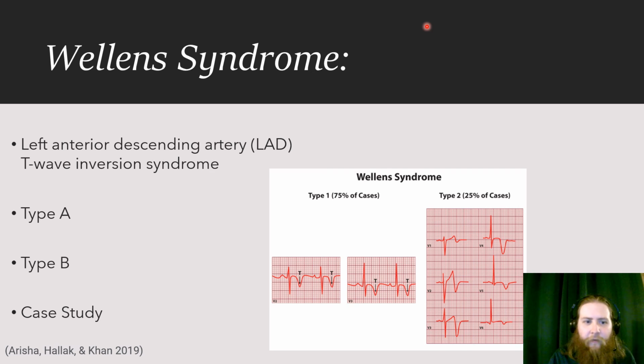So in their paper, Arisha, Halak, and Khan from 2019, they did a case study on a 30-year-old patient who presented with chest pain. He had palpitations, he had nausea, and he didn't have any prior history of these symptoms. He was an occasional marijuana smoker, but didn't have any other risk factors for coronary disease, and he had a clean physical examination.